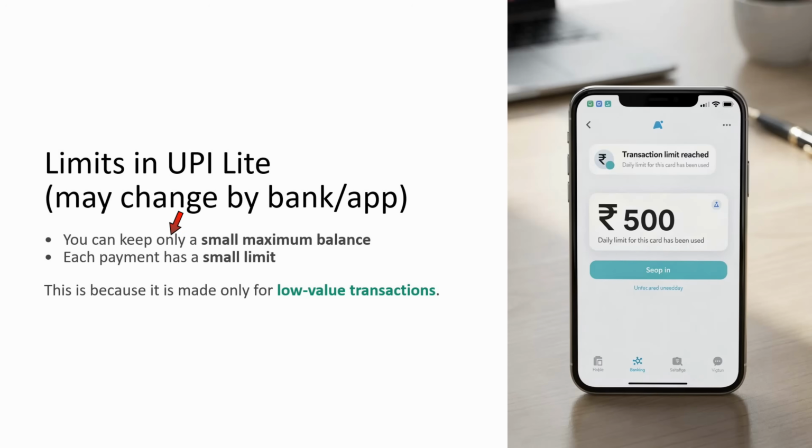You can keep only a small maximum balance. Currently it is 5000 rupees. Each payment has a small limit. Currently it is 1000 rupees per transaction. This is because it is made only for low value transactions.